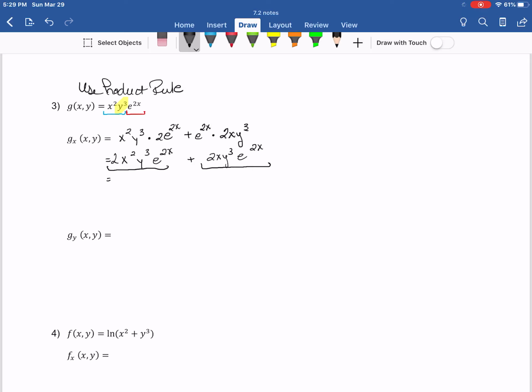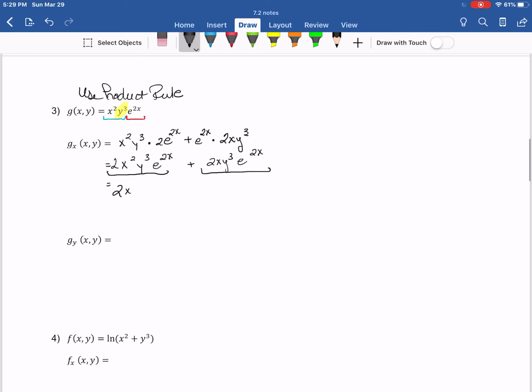You're going to get a factor of 2, an x, how about a y cubed, and that e to the 2x. All of that is redundant. It's in both parts. So now what's left? Well, let's see. The 2's gone. The x, I have one of those x's left. Everything else got wiped out.